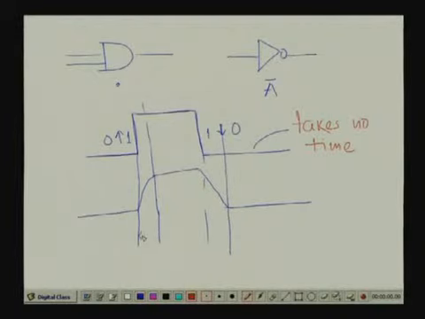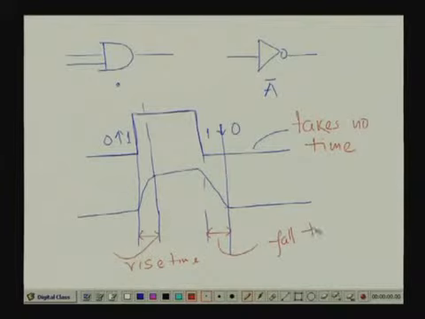So here this is the time it needs for this rise, and this is the time it needs for the fall. So these we are calling the rise time, and this we are calling the fall time. Now in real life it is some time. If this x axis is the time axis, then it takes some finite time for this switching, either from 0 to 1 or from 1 to 0.